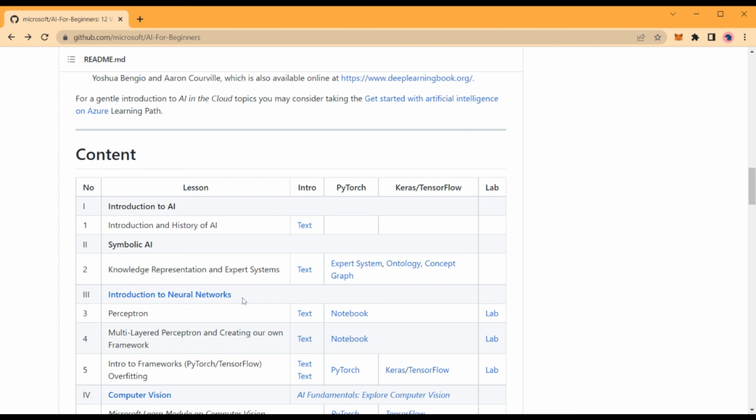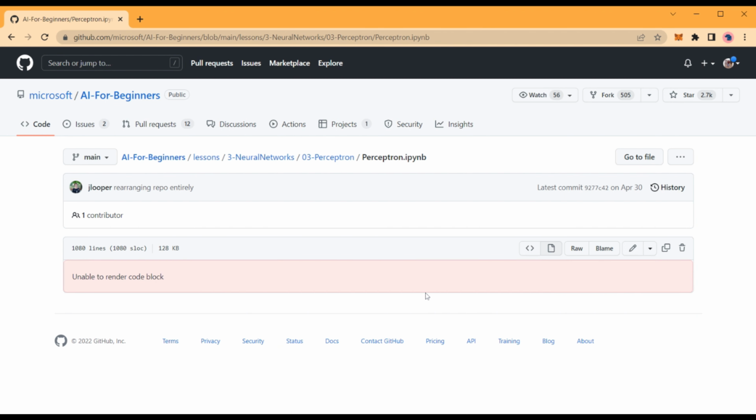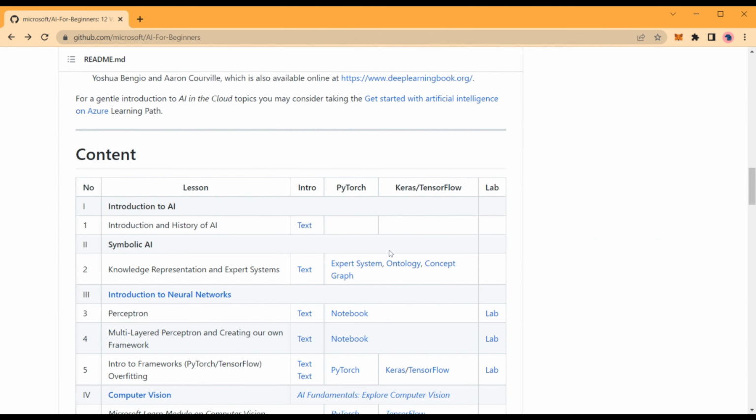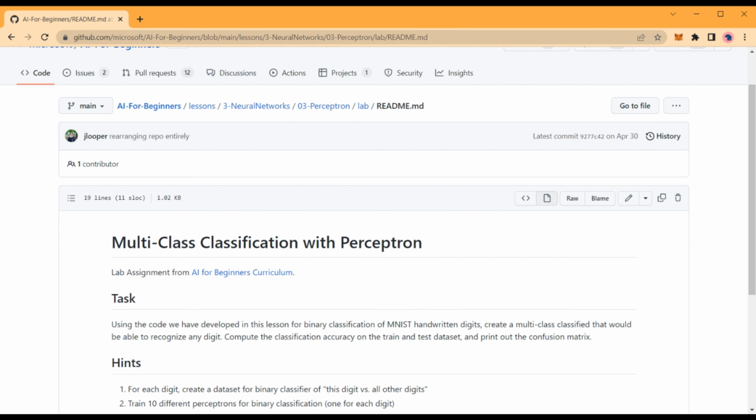Next, we have introduction to neural networks. Under that, we have perceptron, multi-layered perceptron, and introductive frameworks. For perceptron, we have a text, then we have a Python notebook in a block format. It's taking a bit of time. I guess due to a network issue it didn't open, but it will open on your machine. Similarly, we have a lab. I will suggest you participate in every lab so that it will be helpful for you to practice on that particular topic.